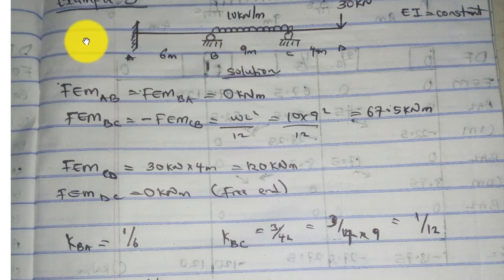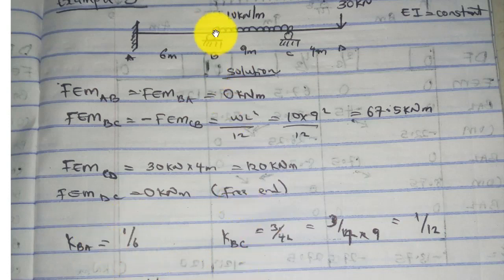So KBA, you have 1 over L, because the far end is what? Fixed, so it is 1 over L. Since EI is constant, you can just say 1 over L. If E is constant but I is not constant, you can say I over L. But if EI is constant, you can just say 1 over L. I believe you know what I'm talking about. So KBA is 1 over L, and our L is 6.